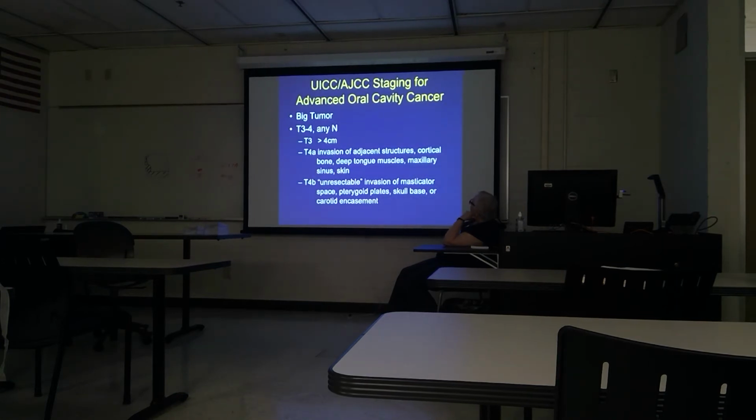So, advanced oral cavity cancer, so big tumor, T3 and T4, any nodes. T3 is greater than 4 centimeters. It's a big tumor. T4A, invasion of adjacent structures: cortical bone, deep tongue muscles, maxillary sinus, and skin. T4B, unresectable: invasion of masticator space, pterygoid plates, skull base, or carotid encasement.